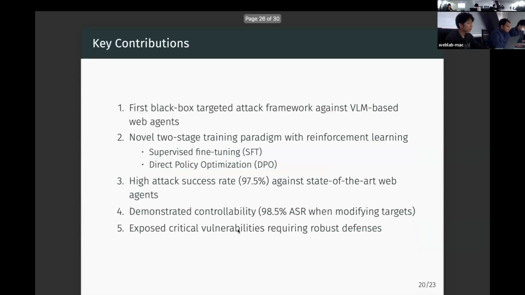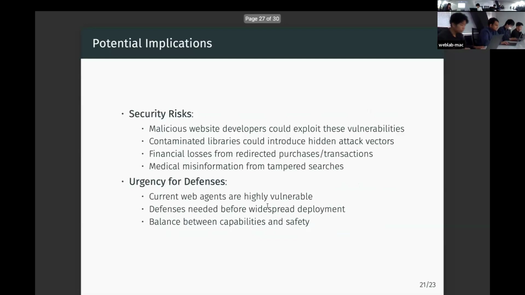Implications. Key contributions: AdvWeb was the first black box targeted attack framework against VLM-based web agents, with a novel 2-stage training program not seen before in any web agent, which included supervised fine-tuning and direct policy optimization. It had a high attack success rate, 97.5% against state-of-the-art web agents, and demonstrated controllability, 98.5% ASR when modifying targets, while exposing critical vulnerabilities requiring robust defenses.